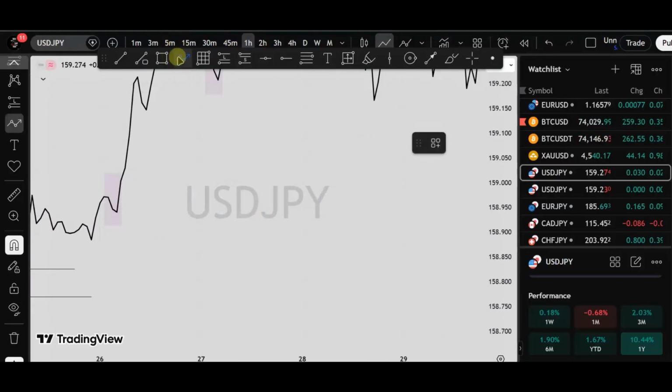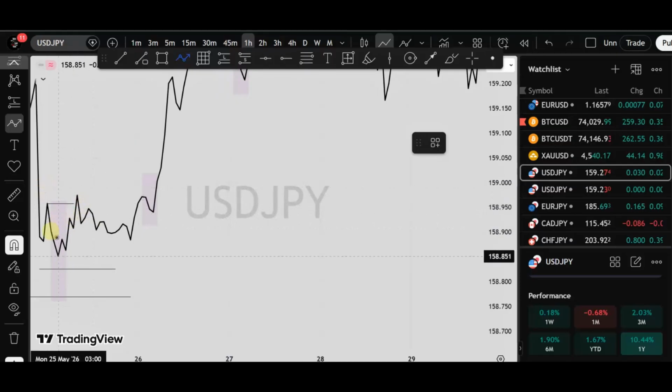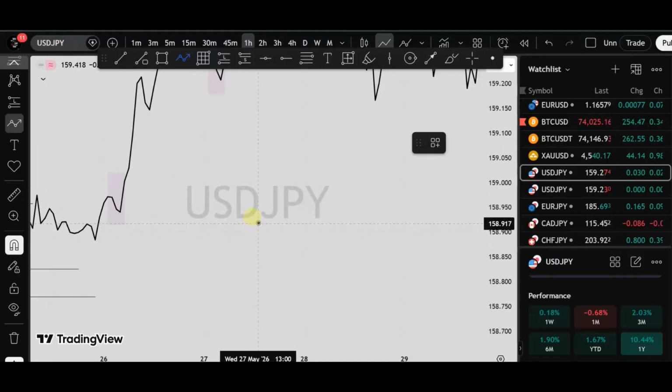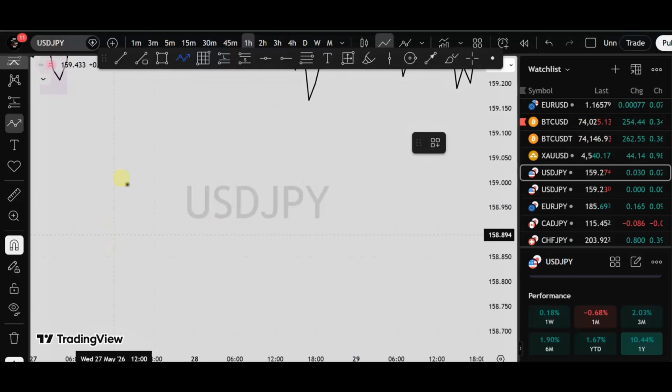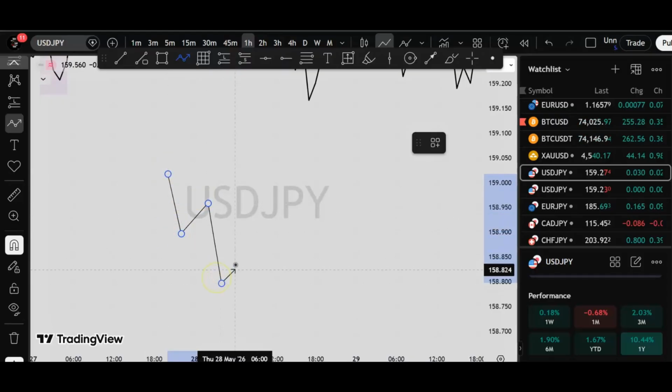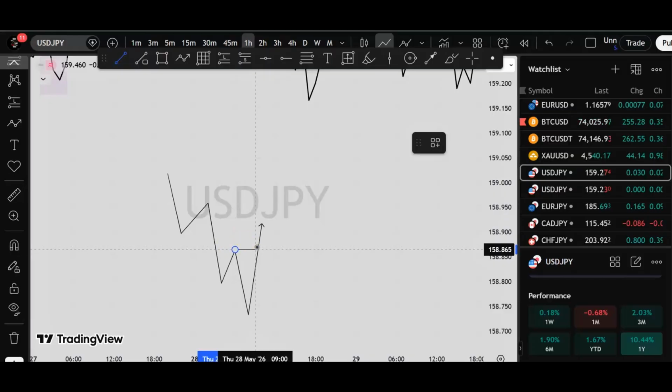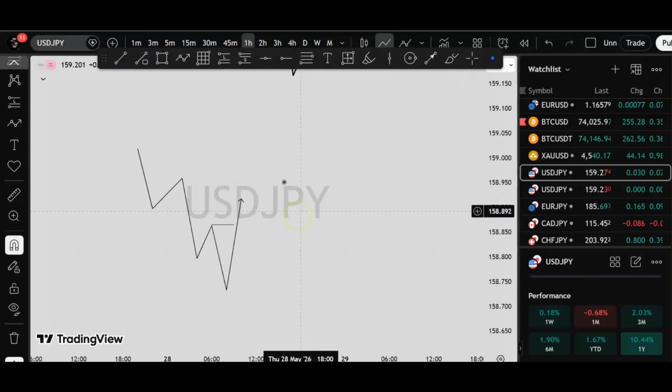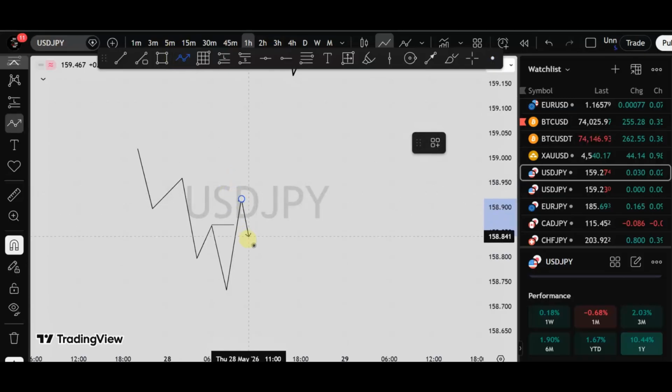There are different types of entries you can enter based on your confluence, but the number one and best entry model I always use that works almost all the time is what we call the ABC pattern. Now what's that? You have market moving downwards like this, and then finally we break structure to the upside. Now breaking structure to the upside will break the most recent swing high, the previous swing high. You get? And after breaking structure, what happens? Market retraces down like this.